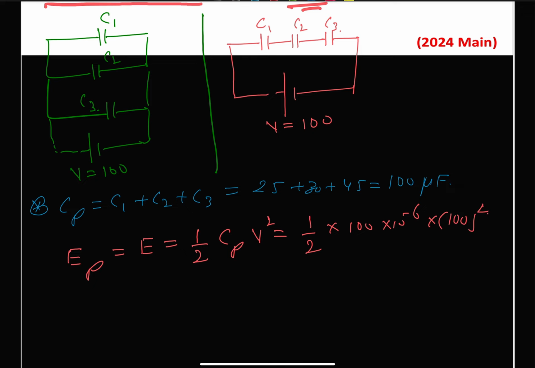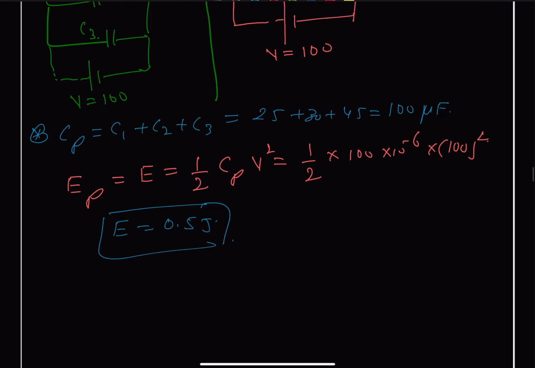So we got our E will be equal to 0.5 joules. Similarly, we are going to solve for the series also.